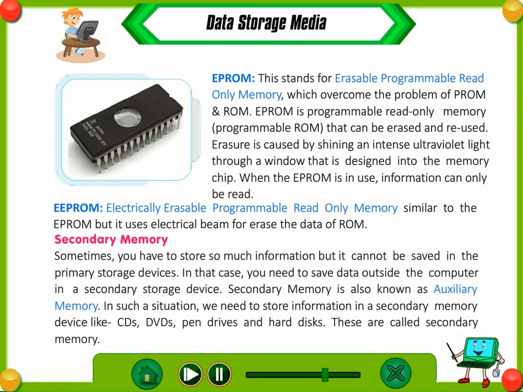Secondary memory. Sometimes you have to store so much information that it cannot be saved in the primary storage devices. In that case, you need to save data outside the computer in a secondary storage device. Secondary memory is also known as auxiliary memory. In such a situation, we need to store information in a secondary memory device like CDs, DVDs, pen drives, and hard disks. These are called secondary memory.